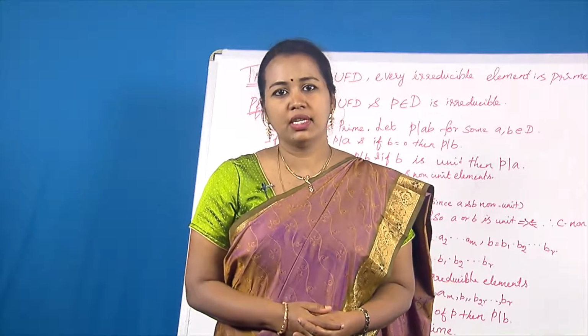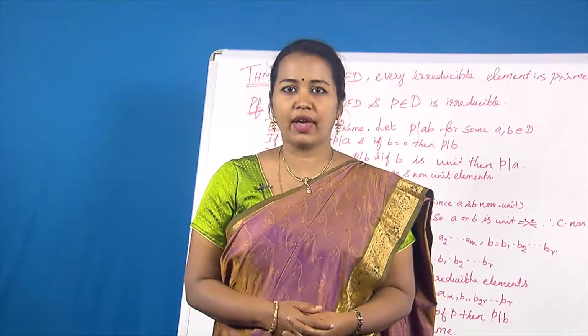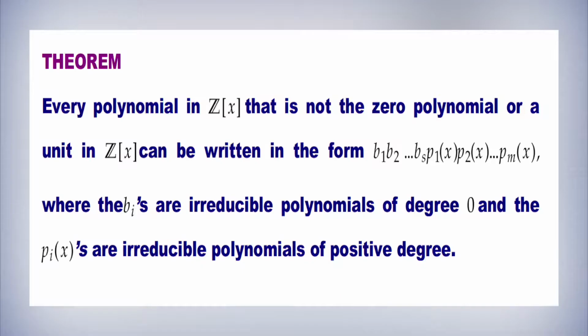The next theorem states that Z of x is a unique factorization domain. Theorem: every polynomial in Z of x that is not the zero polynomial or a unit in Z of x can be written in the form B1, B2, so on up to Bs, and P1 of x, P2 of x, so on up to Pm of x, the product of these terms, where the Bi's are irreducible polynomials of degree 0 and the Pi of x's are irreducible polynomials of positive degree.